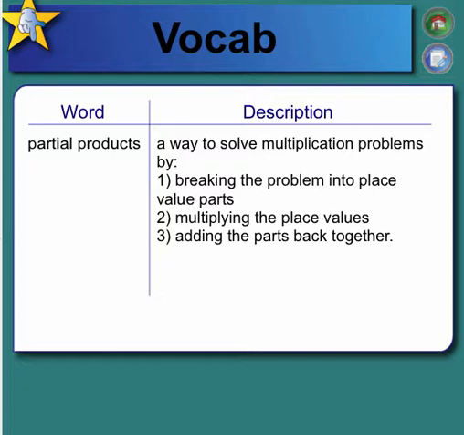Okay, so partial products is a way to solve multiplication problems, and there are 3 steps to this, and we'll remind you throughout the video. Number 1, you're going to break the problem into place value parts. Number 2, you're going to multiply the place values. And finally, number 3, you're going to add the parts back together. Now that sounds really confusing, but don't worry, we're going to walk you through it step by step.